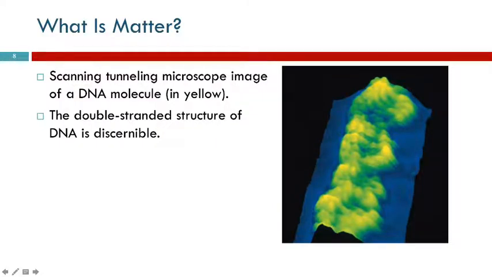Here is a scanning tunneling microscope image of a DNA molecule. The DNA molecule is in yellow. Let's see, what would be a good color? Orange. No, not that one. This one? So, you know, it's a little bit fuzzy, but here's the double helix. You can actually see the double helix with a scanning tunneling microscope.